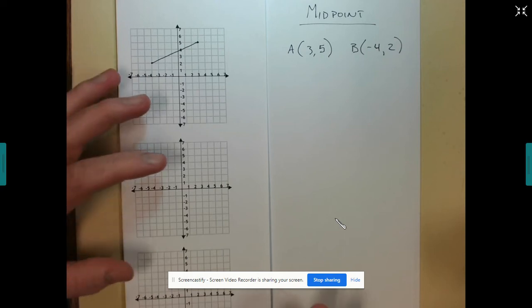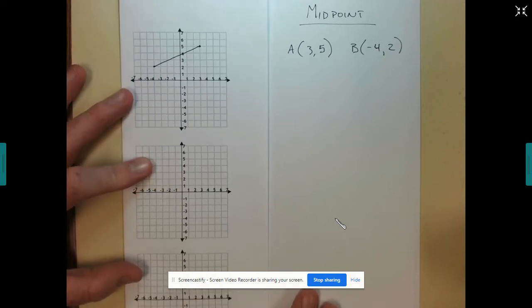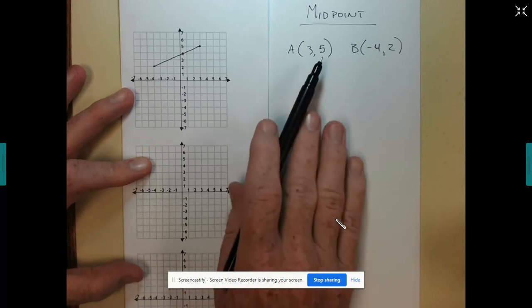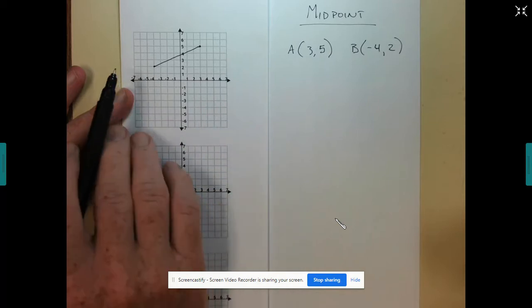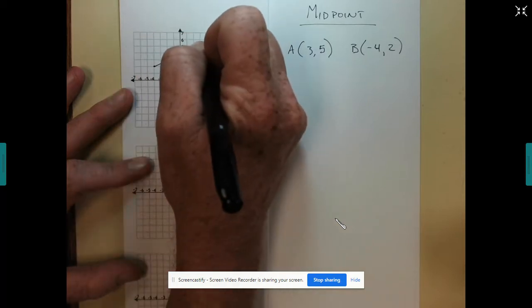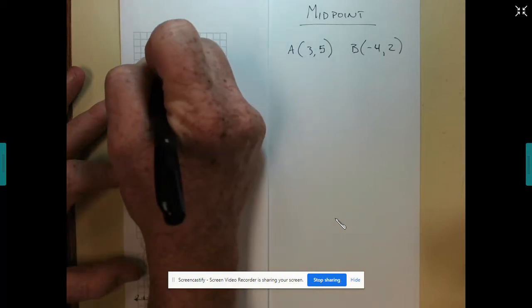All right, guys, let's talk about distance and midpoint. We'll look at midpoint first. We've got two random points here, A and B. I've already graphed them here. Here's point A. Here is point B.